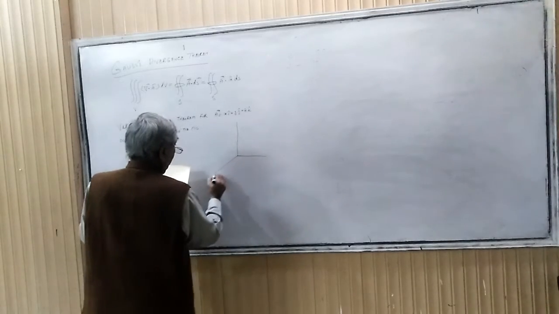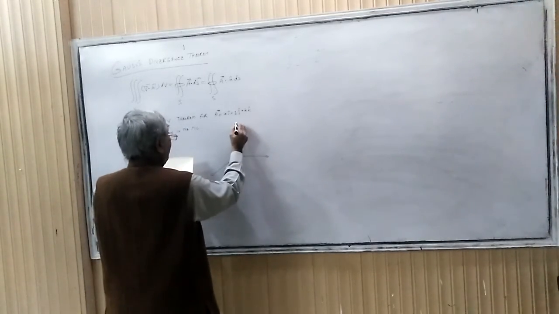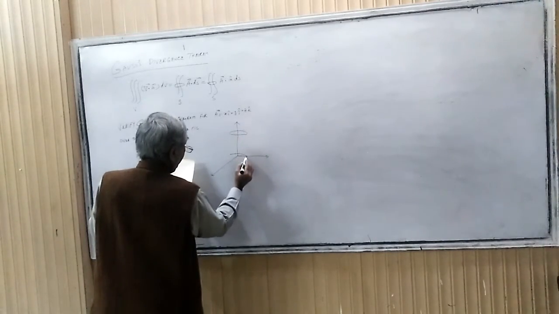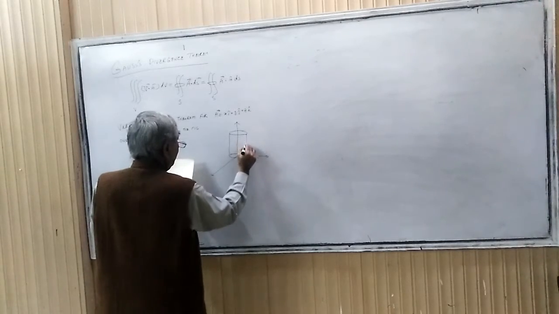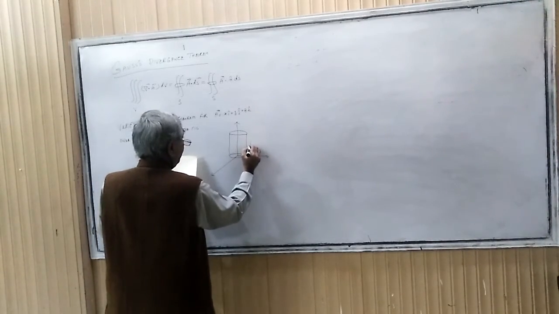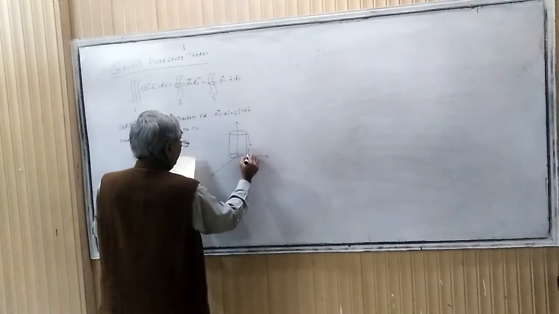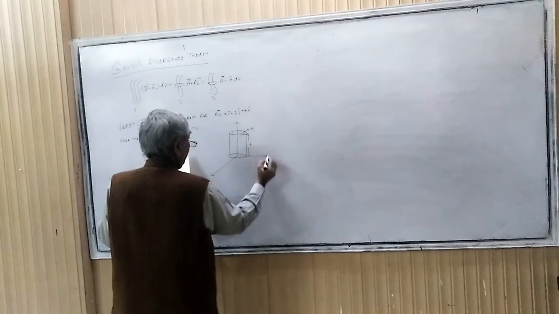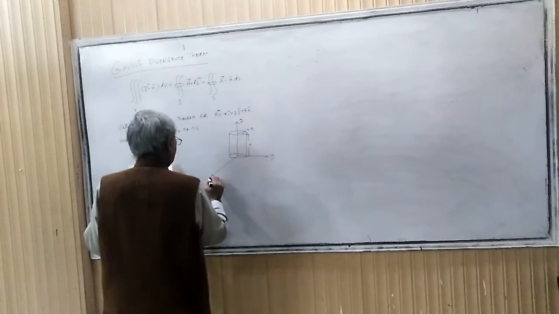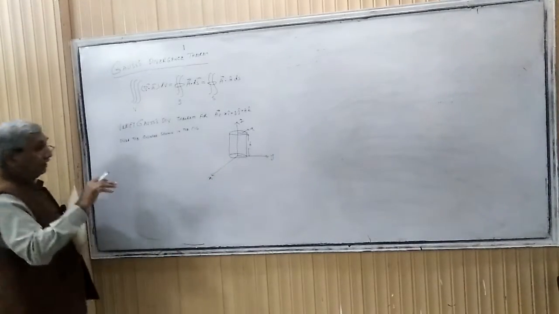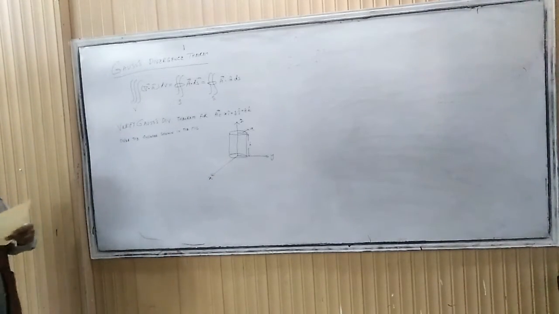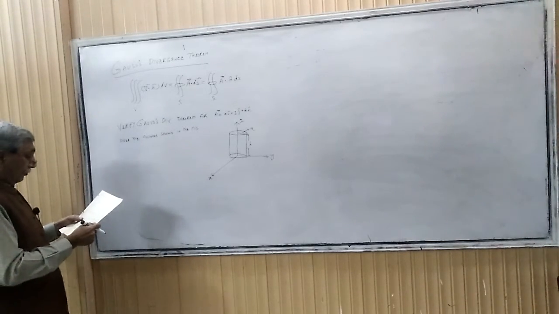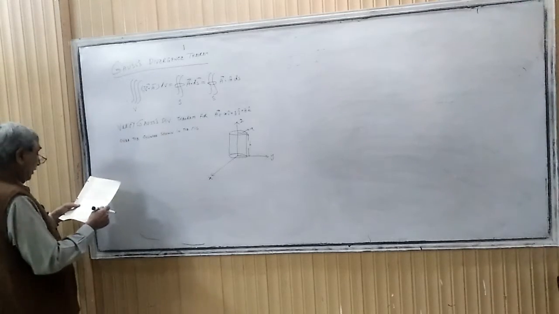The figure is given to you, and the figure is like this. A cylinder is given. He says h is its height and a is its radius. This is y, this is z, this is x. In this problem, the figure is given to you, so you don't have to plot the figure. And it says verify the Gauss theorem for A equal to this over the cylinder shown.